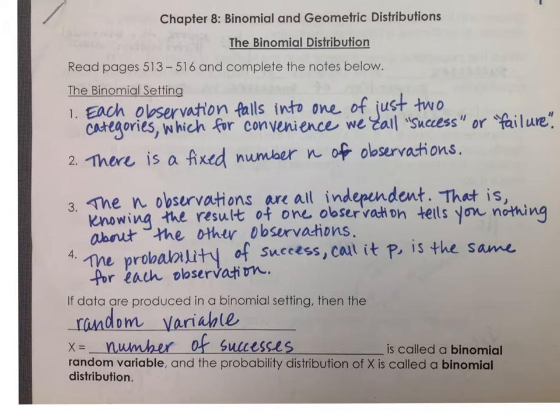So just to recap, we have 2 categories, success or failure. We have a fixed number N of observations. The observations need to be independent from one another, and the probability of success is the same for each observation. Now, if the data are produced in a binomial setting, again, it qualifies for all of these 4 pieces, then the random variable is X, so we're still using the concepts from Chapter 7, or the notation anyway, X equal to the number of successes. And then the probability distribution is called a binomial distribution.